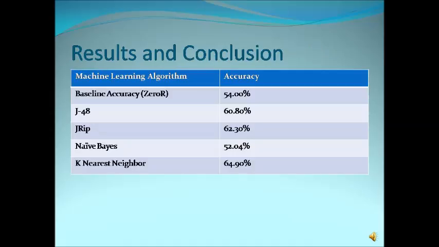So onto the results and conclusion of our project. Below is a table that shows the machine learning algorithms and the accuracies of their predictions. The baseline accuracy gave us a prediction of 54%, J48 60.8, JRIP 62.3, naive Bayes gave us 52%, k-nearest neighbor 64.9. So from this, we can see that the naive Bayes gave us the worst accuracy, while the k-nearest neighbor gave us the best with a 64.9% accuracy.